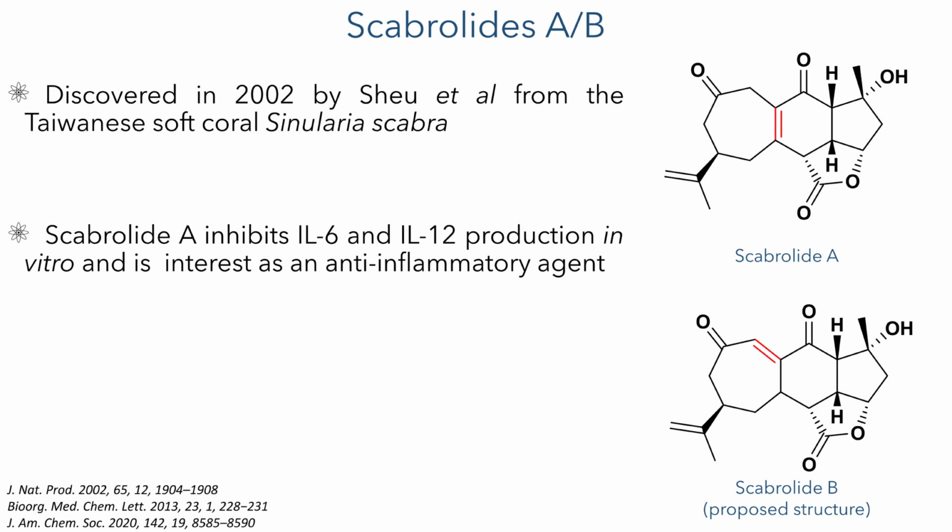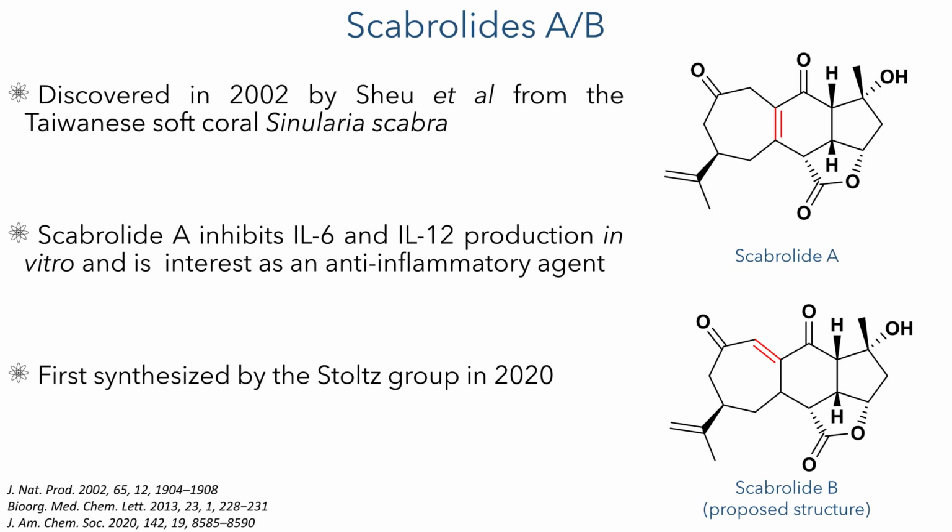Scabrolide A was found to inhibit the production of interleukin 6 and interleukin 12 in vitro and has potential as an anti-inflammatory agent. Scabrolide A was first synthesized by the Stoltz group in 2020, though the reported structure of Scabrolide B has never been synthesized, though it has been proposed as an intermediate in the biosynthesis of Scabrolide A.